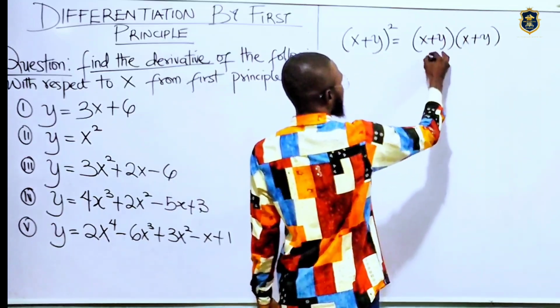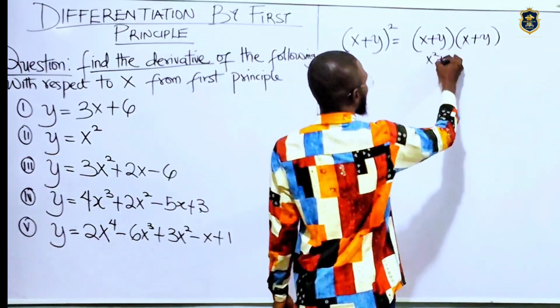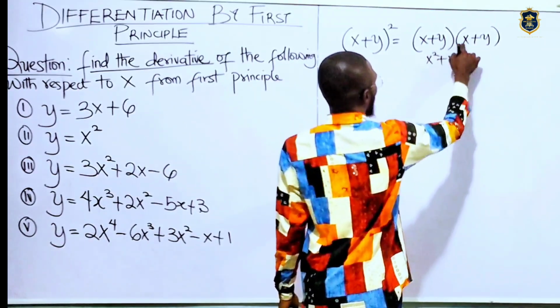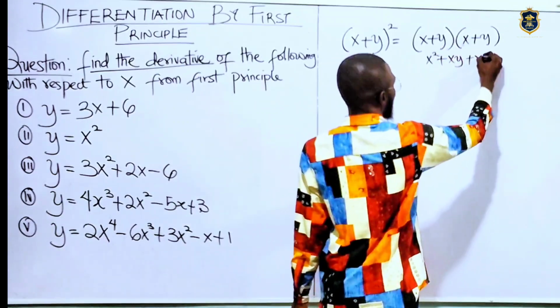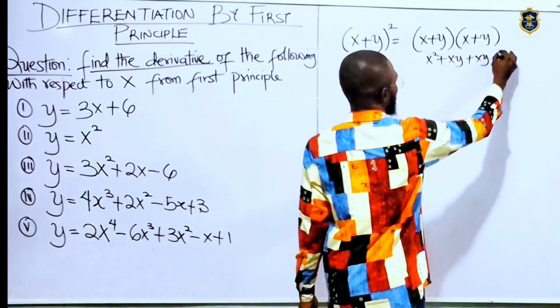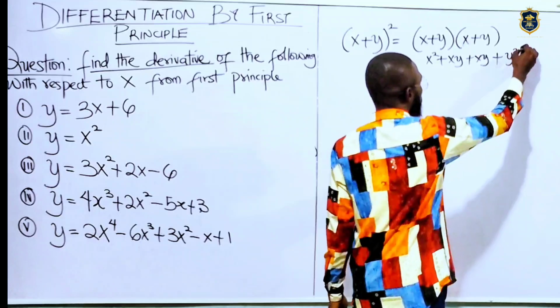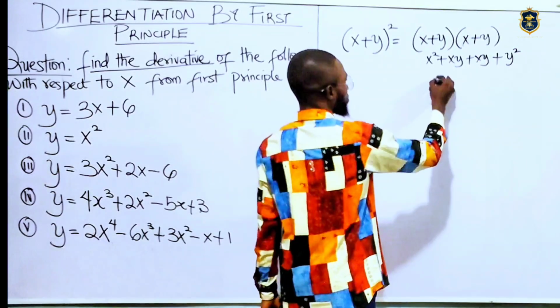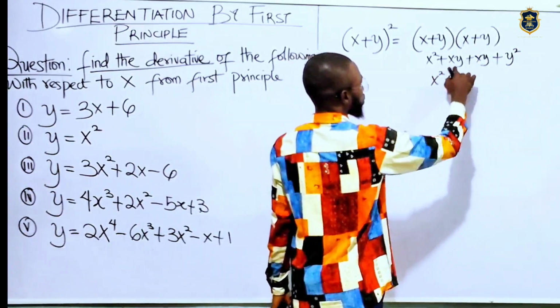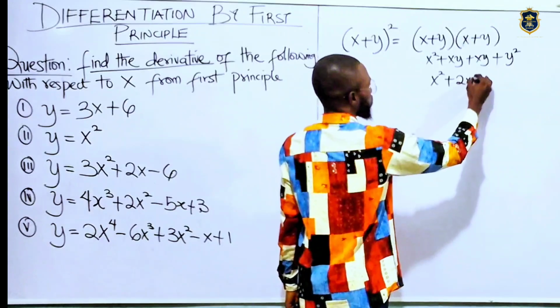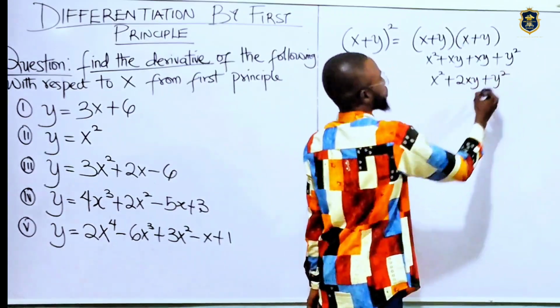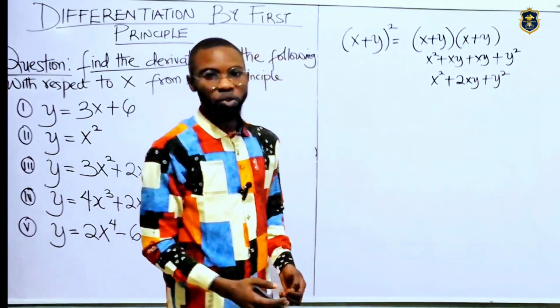This time this is becoming x squared. This time this is becoming xy. y times x is the same thing as xy. Plus what? y times y becoming y squared. Right? And then it becomes x squared plus xy plus xy, that is 2xy, plus y squared. What if I tell you there's an easy way of solving this?